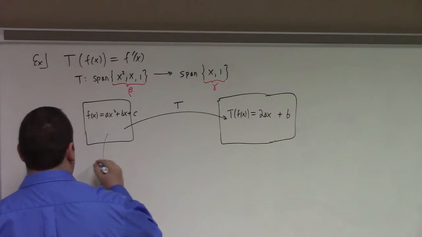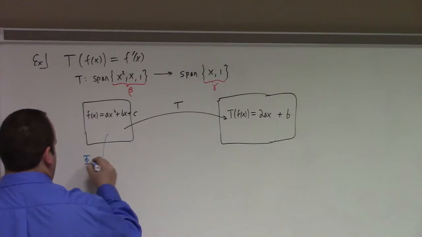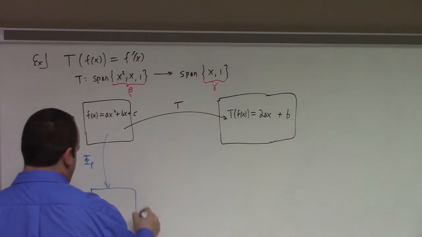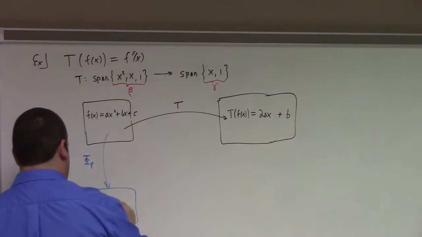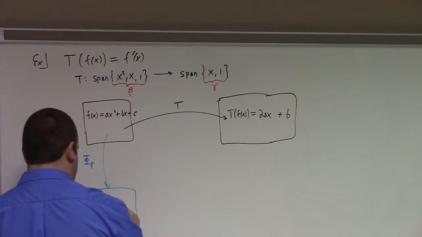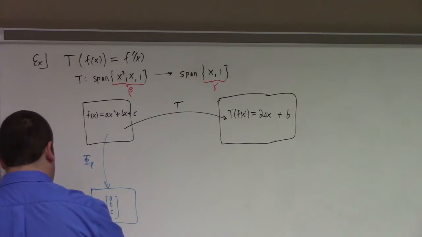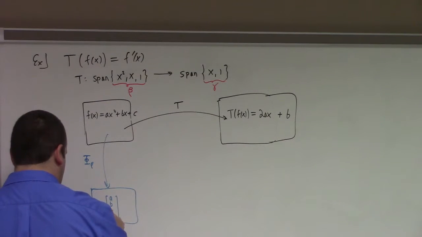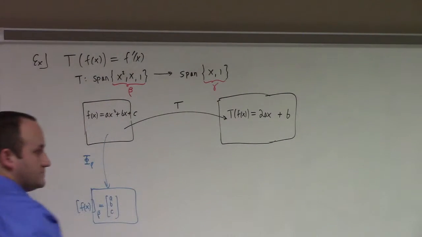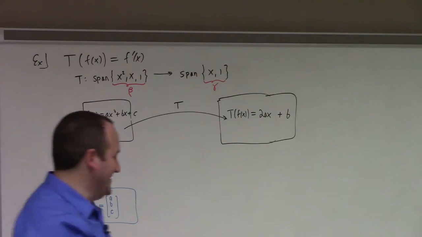So here we go. So what's phi beta do? What's the coordinate vector of this? Well, it's just a, b, c, right? That's f of x with respect to beta. Okay.